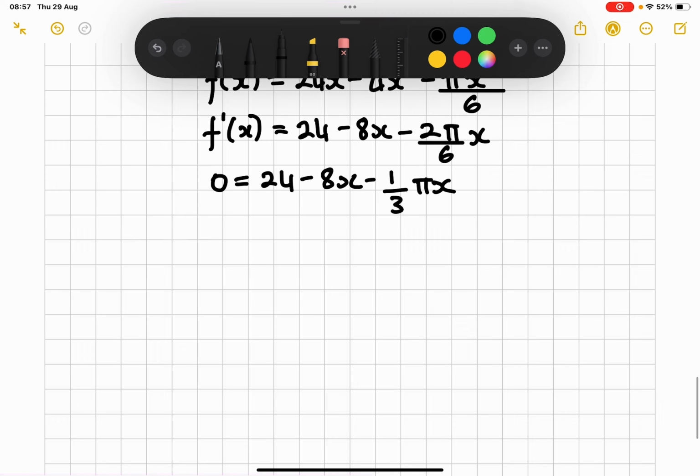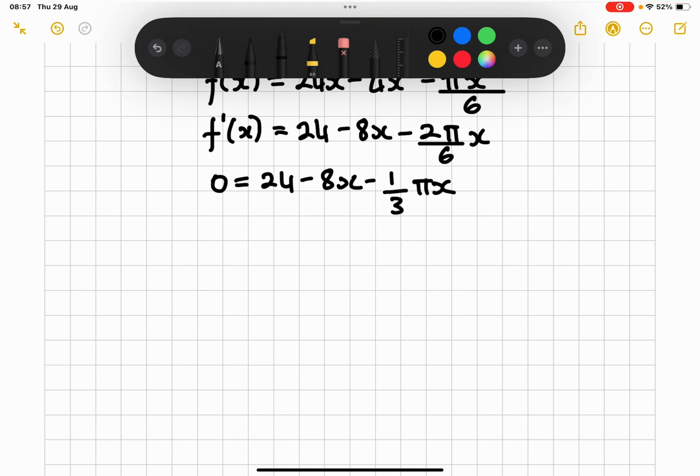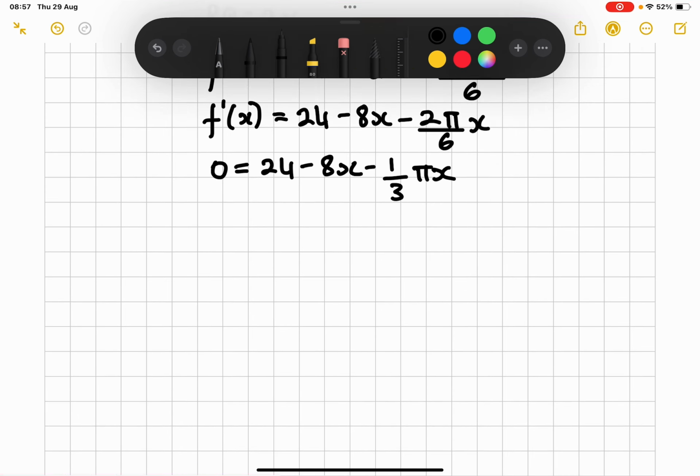Okay, so the way we're going to solve for x is obviously just by solving this thing. Okay, so we're going to have the 24 on one side and make that equal to the 8x plus a third pi x. Okay, so I basically took these to the other side and then left the 24 here and then flipped my two sides. Yeah, I hope that makes sense. Basically, these signs changed. This became negative, but then I took it to the other side. So it became positive 24. Okay, I hope that makes sense.